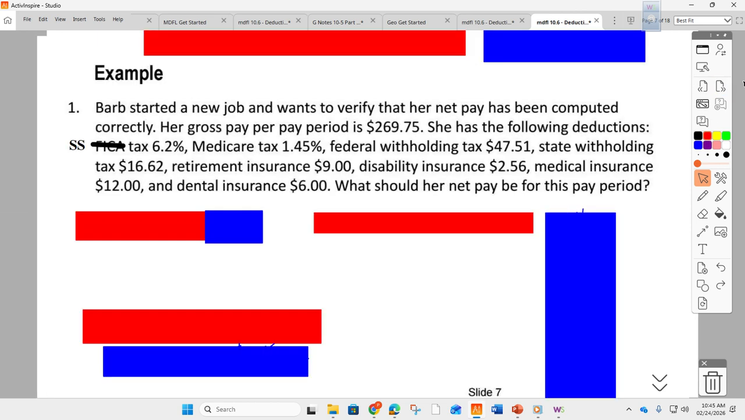All right. We are going to talk about gross pay and net pay and how it's computed. Barb started a new job, and she wants to make sure she's getting paid the right amount.